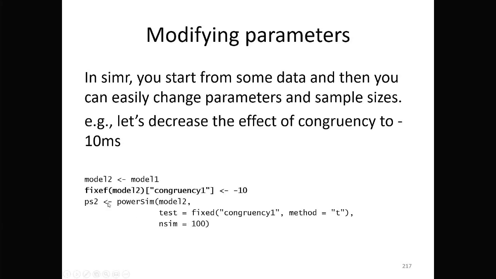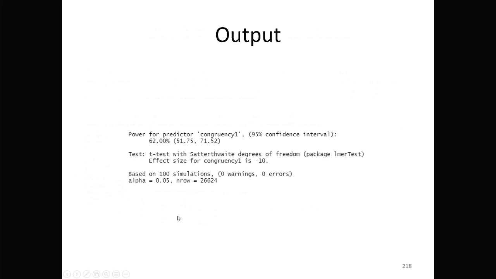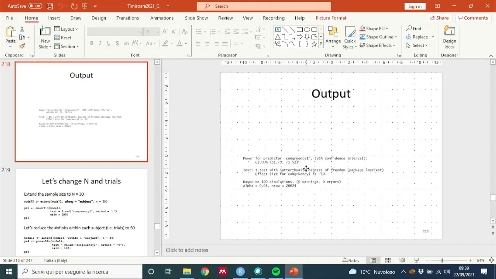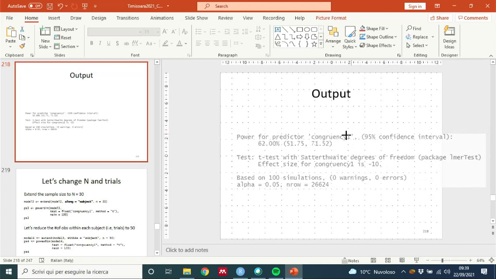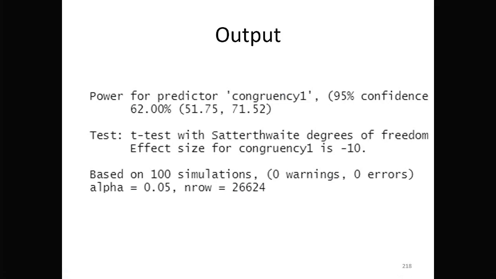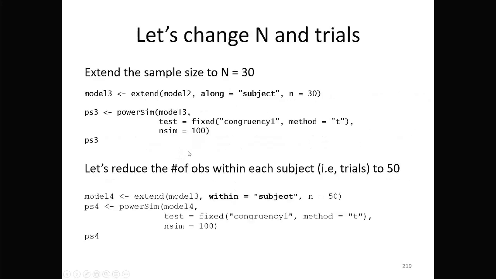Then we can rerun the same power analysis on model 2 instead of model 1. Again, I won't rerun that because it may take a while, but what we get is a very small output, so let's make it bigger. Maybe you will miss the last part, but it's not very important. The power is just 62% because we lowered the effect size, so we may not be very happy with this power result.